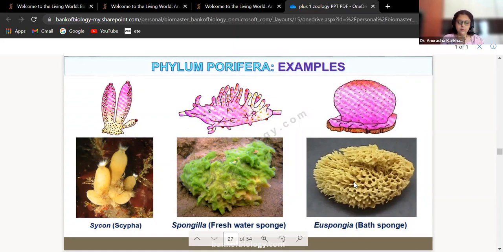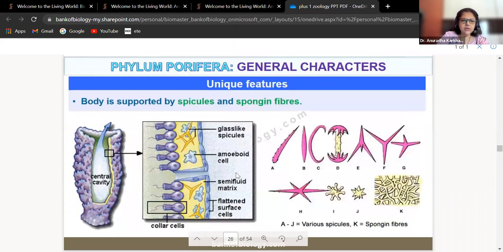Wait. Now, before I move ahead with the next one, let me tell you all, in your NCERT textbooks, the collar cells that are given here are nothing but what are also called choanocytes. What are they called? C-H-O-A-N-O, choanocytes. Okay. So, this word and collar cells are the same.